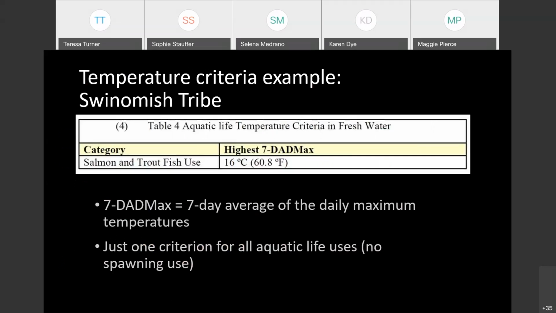Then I just wanted to share an example of what a biologically based temperature criterion might look like. This is from the Swinomish tribe. Similar to the Pueblo of Laguna example we saw, they also have a 7-day average of daily maximum temperatures. And theirs is specific to a salmon and trout use. And it's just a flat 16 degrees Celsius value that's their acceptable highest 7-day average maximum temperature. So there's no sort of change component to it.